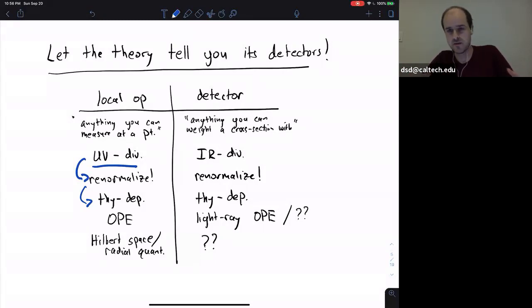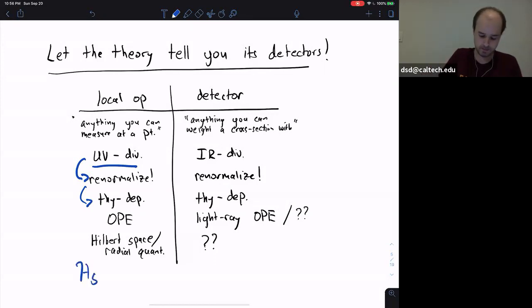Now, in the case of the space of local operators, we also have a non-perturbative characterization of the space of local operators using radial quantization. So in radial quantization, the space of local operators gets interpreted as the Hilbert space of the theory on S^(d-1). Now, the situation with detectors has a lot of similarities, although the analogy isn't quite complete, as I'll explain in a moment.